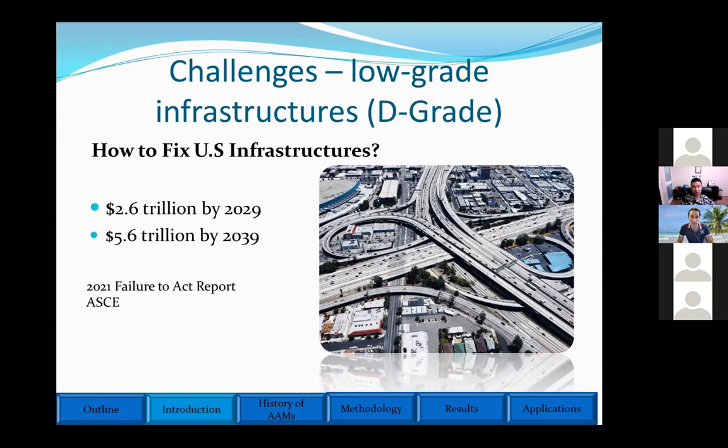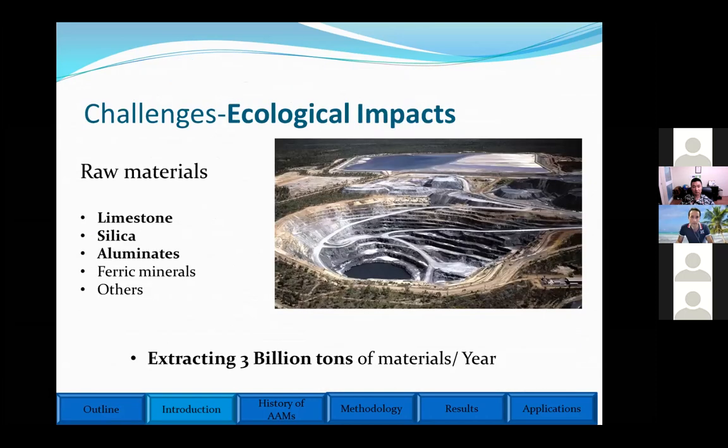Challenge: ecological impacts. For the production of cement, we need limestone, silica, aluminates, ferric minerals, and other materials and minerals. It means that each year we are extracting 3 billion tons of material, and we are digging gigantic holes into our planet just for the production of cement.